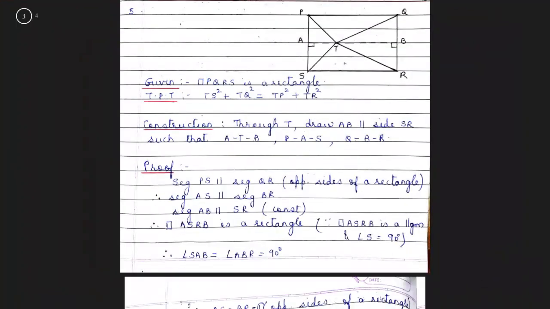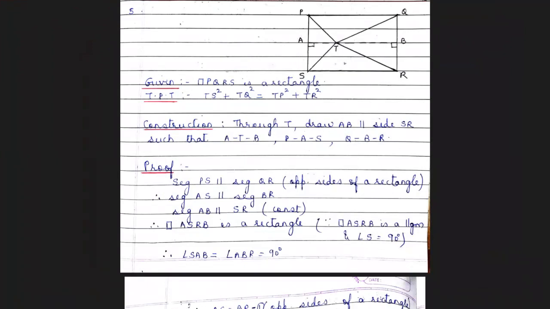Question number 5. Now you are given quadrilateral PQRS is a rectangle. To prove, I've written what has to be proved. Construction. Through T, we are drawing AB, which is parallel to side SR, such that A, T, B all three lie on a straight line. Similarly, P, A, S and Q, B, R. Now, coming to the proof.